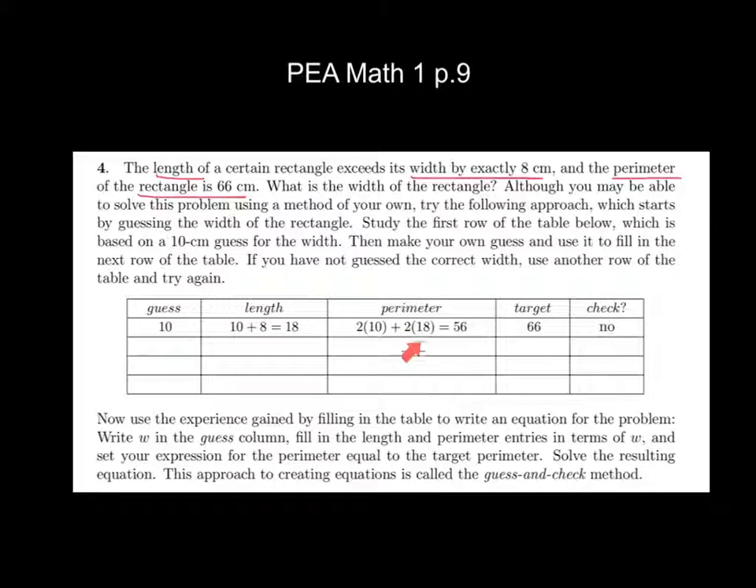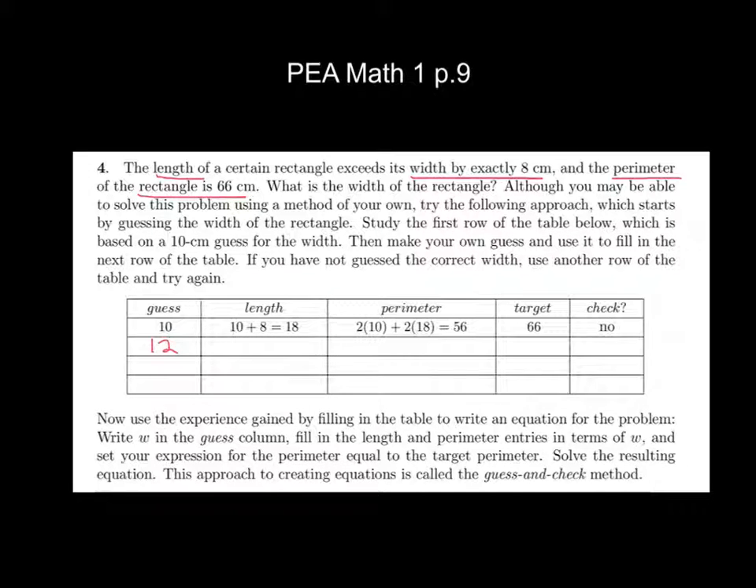So they plug it into the perimeter formula and figure out that the perimeter would be too small. So that'd be 56. Our target's 66. So it was too small, it didn't check off, so that means our guess needs to be a little bit bigger. Yesterday we figured, okay, well let's make it bigger, let's make it 12.